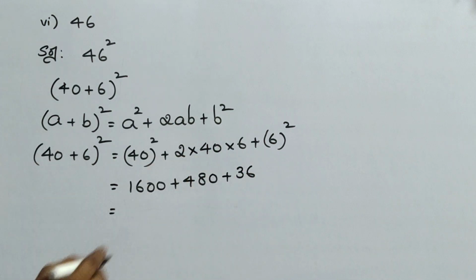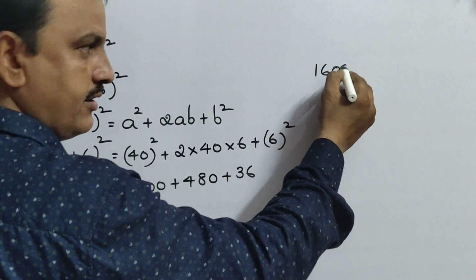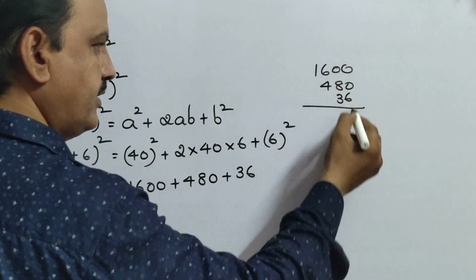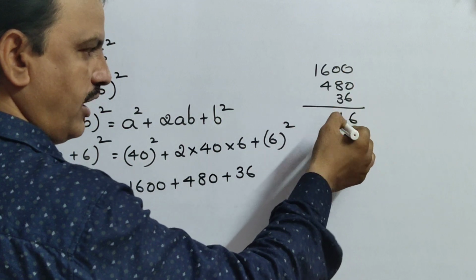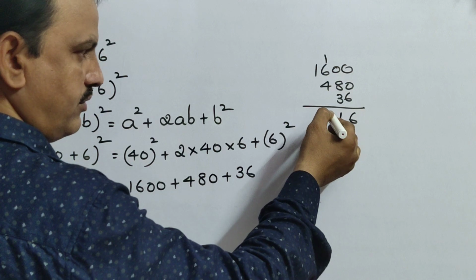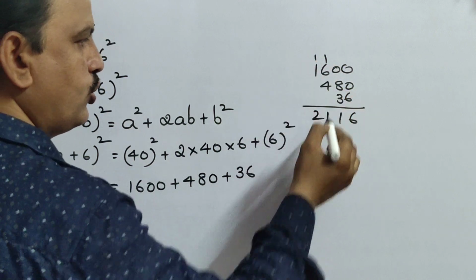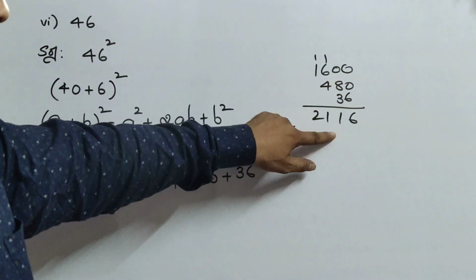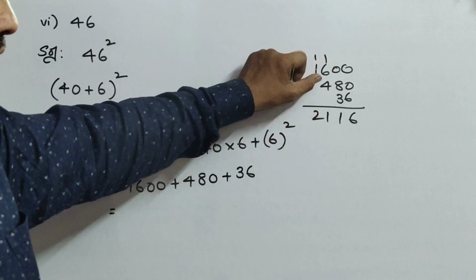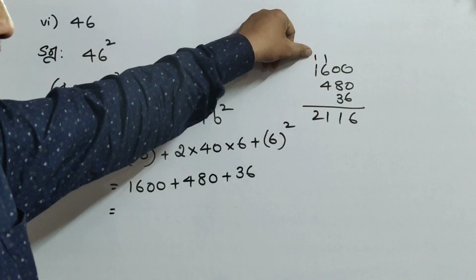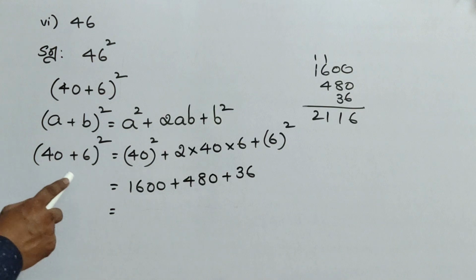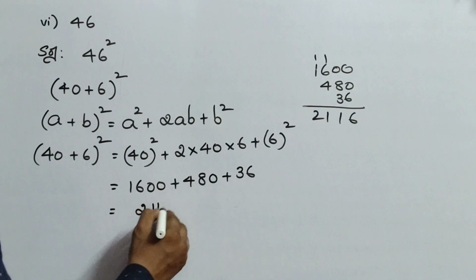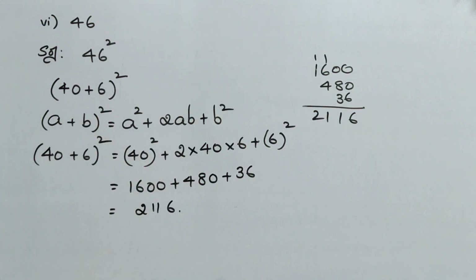Now go to rough work. 1600, 480 and 36. 6, 8 plus 3 is 11, 1, 6 plus 4, 1, 1 plus 6 plus 4 is 10, 10 plus 1 is 11, 1. 1 plus 1 is 2. That means 46 whole square is 2116. Okay, children? Is it clear?